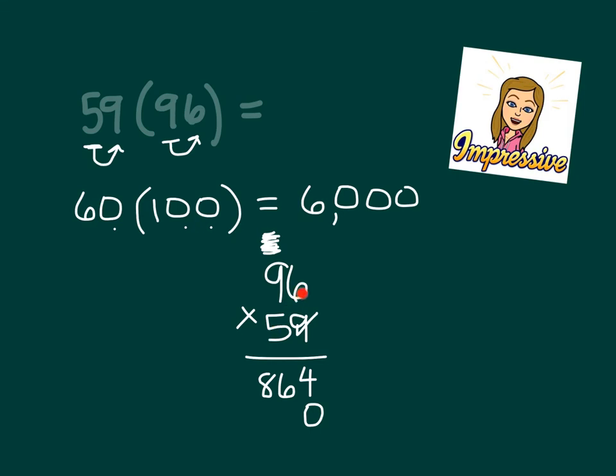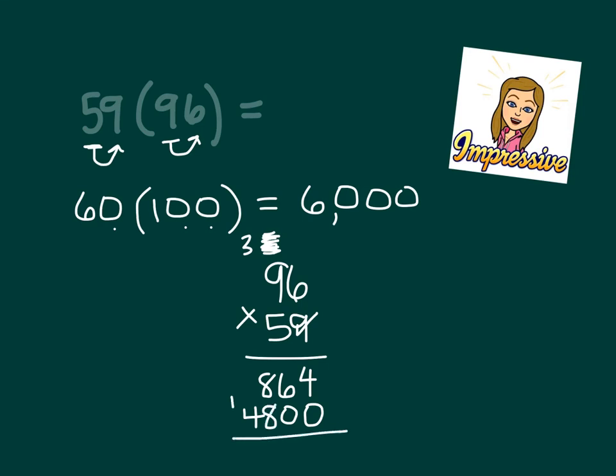5 times 6. I'm working in the tens place now. 5 times 6 is 30. 0 down, carry the 3. Then 5 times 9 is 45 plus 3, 48.